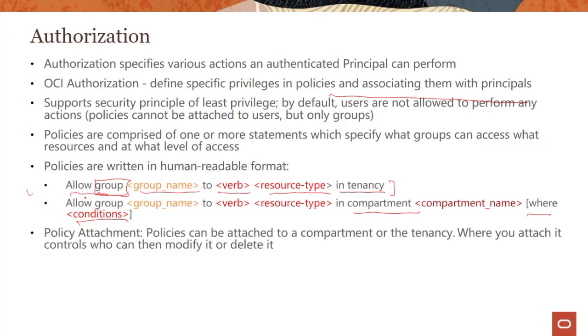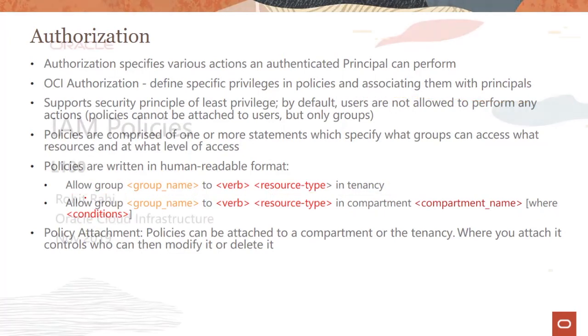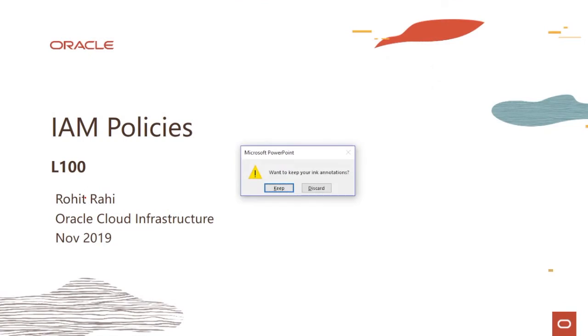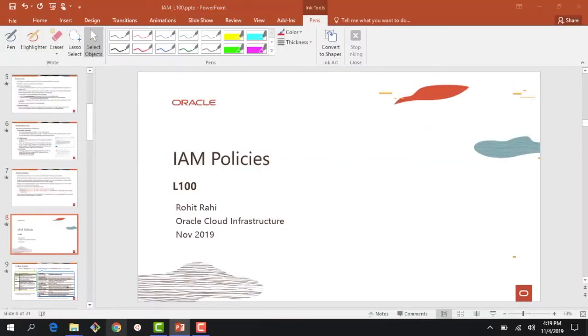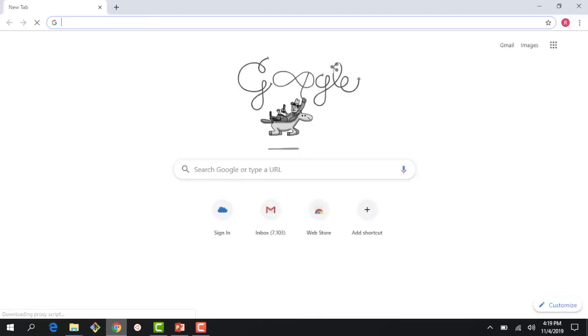And then there is also the concept of policy attachment and policy inheritance, and we'll again talk about this subsequently in the next modules. So with that, let me just log into Oracle Cloud Infrastructure, create a user, create a group, and not write a policy, and see what the user can do with just that.